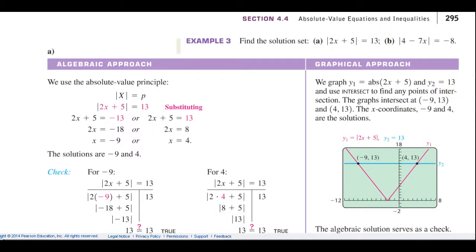Okay. Now for example 3, they want us to do this one, A. We'll look at it in a moment. But they also want us to do this one. And what do you see already here? Can an absolute value ever be equal to a negative, when it's still with its absolute signs? And the answer is no. So there's no answer for this one, no solution.